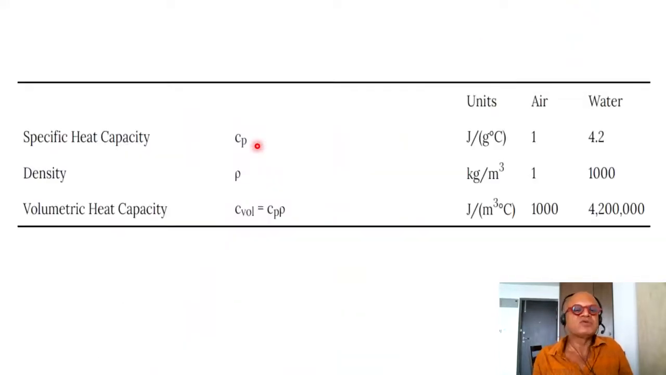And what matters most is things like specific heat capacity, typically measured in units of joules per gram per degree centigrade. It's the amount of heat a particular fluid or substance can store for each degree centigrade change. So air is considered 1, then water has 4.2 times the heat capacity of air at constant pressure.